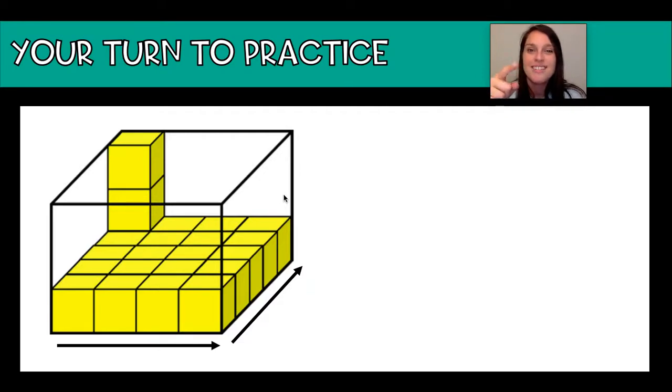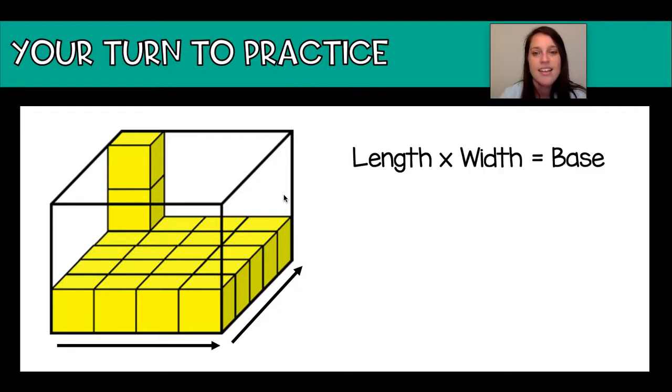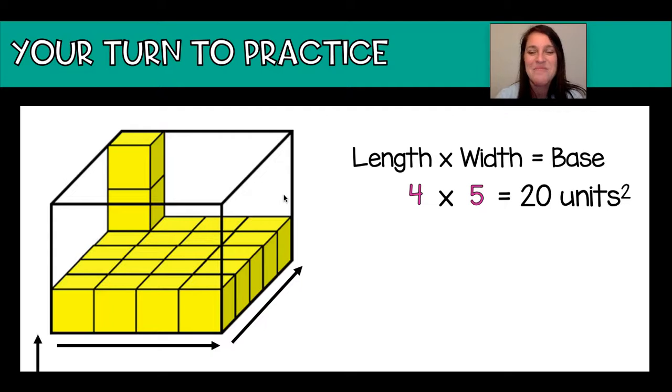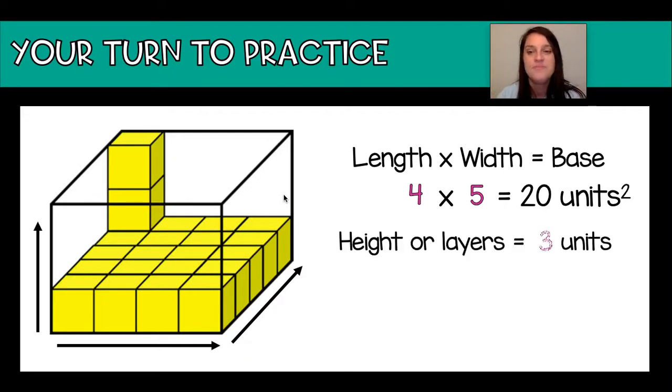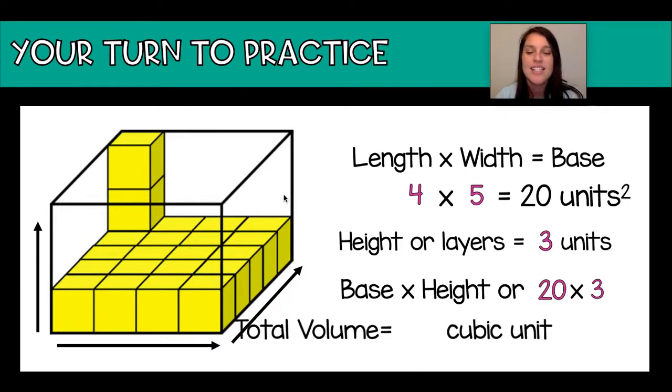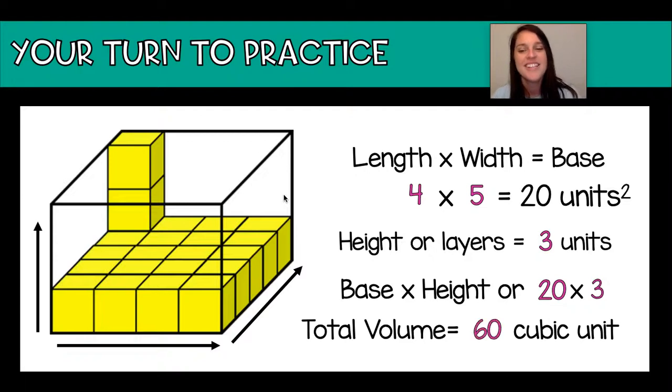All right, did you do it? Let's see if you're right. So length times width. 4 times 5 is 20. So that bottom layer, you should have gotten 20 cubic units. Hopefully you didn't count them one by one. If you did, it's a start. I'll take it. Then, do you remember what to do with that 20 units? You're going to multiply that by how many layers there are. So we're multiplying 20 by 3 to get a total volume of 60 cubic units. Ooh, we're gonna do a happy dance because you got it.